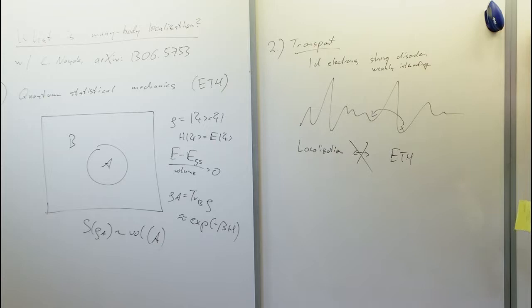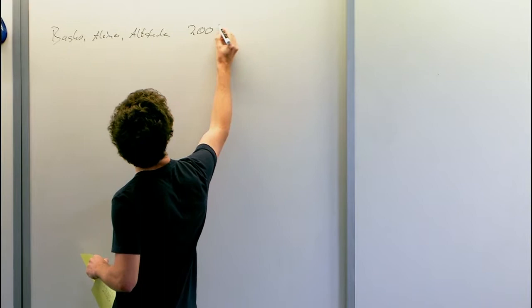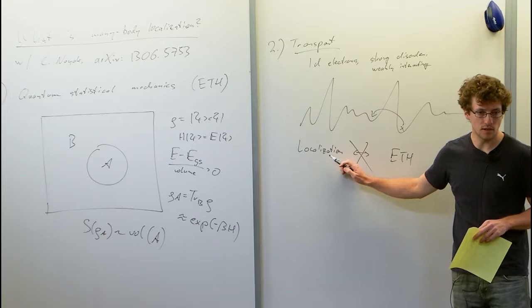There was a seminal paper by Basko, Aleiner, and Altshuler in 2006, who made huge progress on answering this question and claimed that indeed if you add interactions, localization prevails, at least for weak enough interactions, and statistical mechanics would break down.